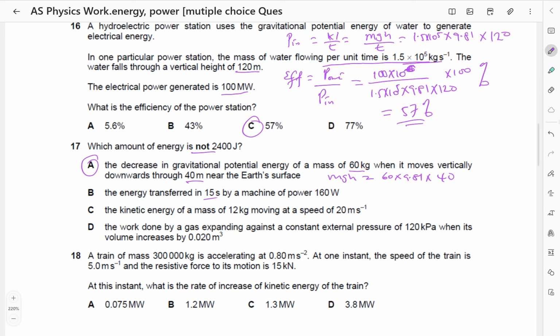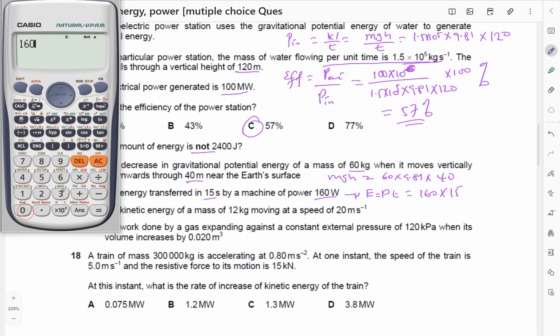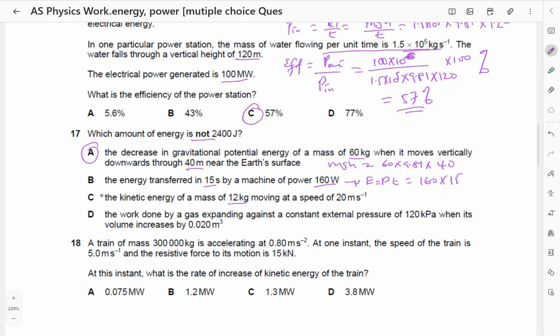The energy transferred in 15 seconds by a machine of that power. You can check this one. Energy is power times time. So 160 times 15, that is 2,400. The kinetic energy of a mass 12 kilograms moving at a speed of 20. Kinetic energy is a half mv squared. We can check this one. So this is 0.5 times the mass, which is 12, times 20 squared. Of course, 12 times 0.5 is 6. 6 times 20 squared, that is 2,400.